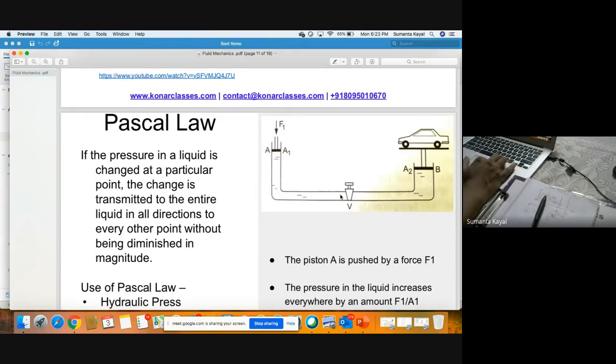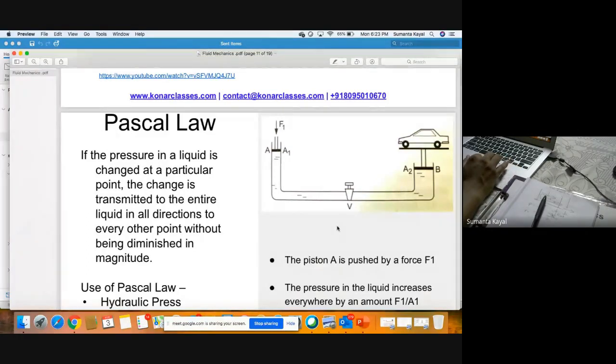Whether you put the pressure or you release the pressure, Pascal's law says the change is transmitted to the entire liquid in all directions. If you put the pressure, the excess pressure will be transmitted. If you release the pressure, the car will come down, meaning the pressure will also be released from all the points. So this is Pascal's law.